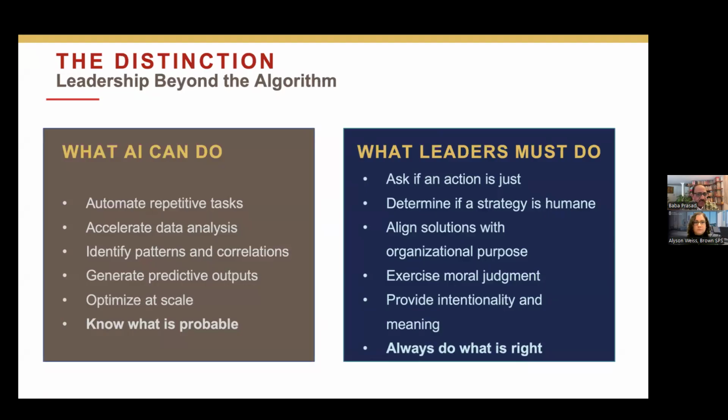What can AI do? AI can do repetitive tasks. It can automate that. It can accelerate data analysis. It can identify patterns and correlations. It can generate predictive output. So given a set of circumstances, what could happen? It could generate that, but it won't guarantee that that will happen. So it can generate a bunch of things, and then it's your task to interpret which ones would be more likely. And especially at scale.